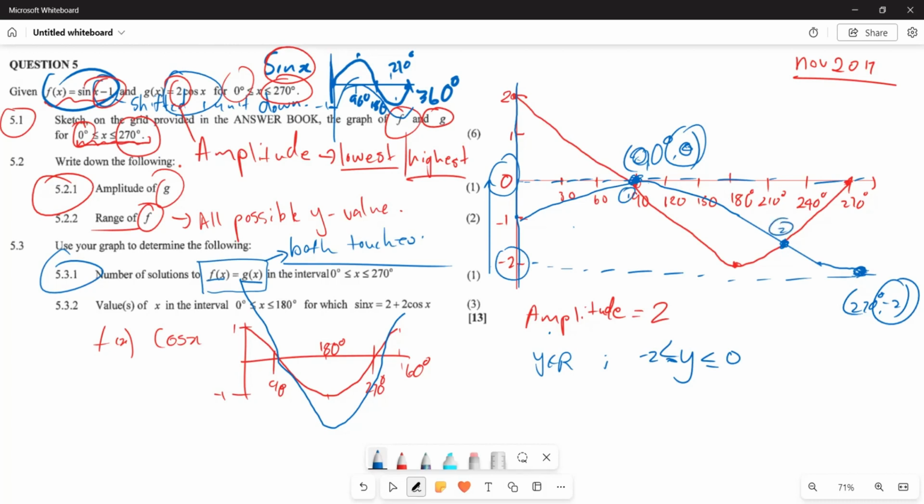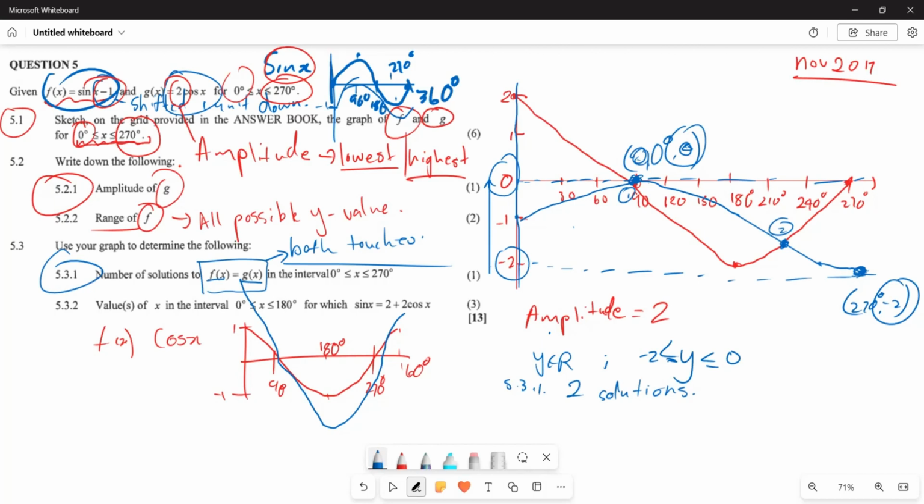So for 5.3.1, how many solutions is it going to be? It's going to be 2 solutions, because these particular graphs are going to intersect or touch each other 2 times. That is going to be that.